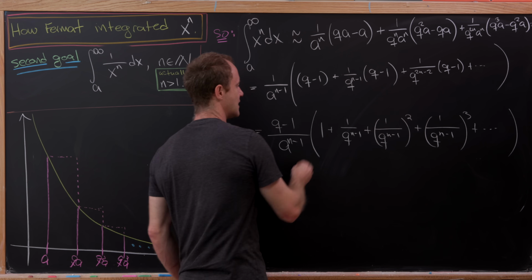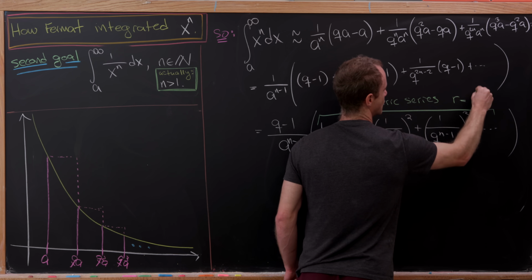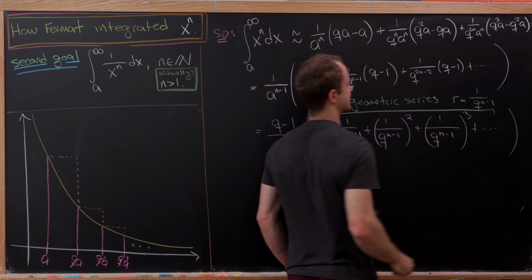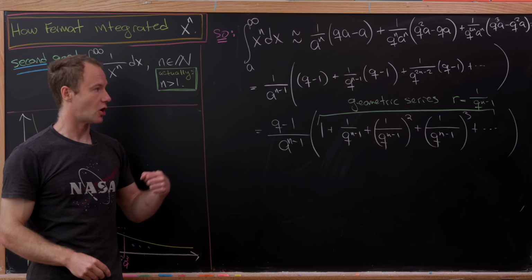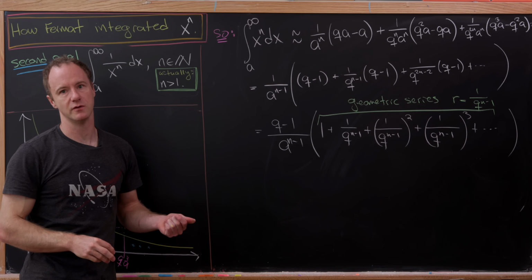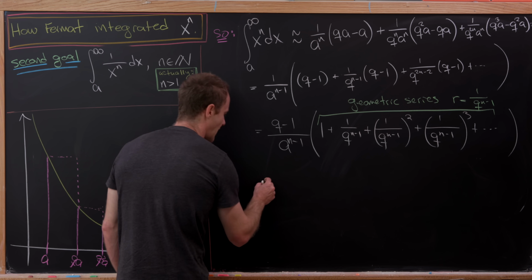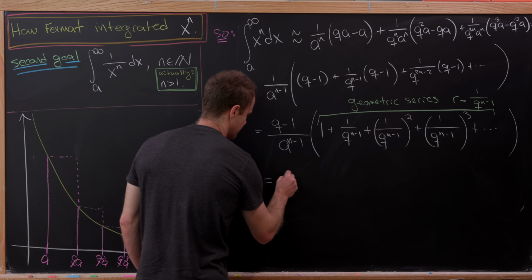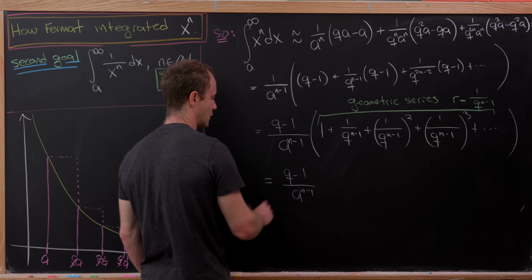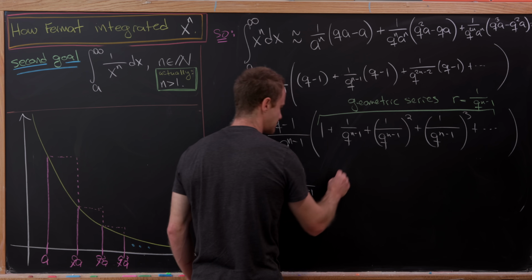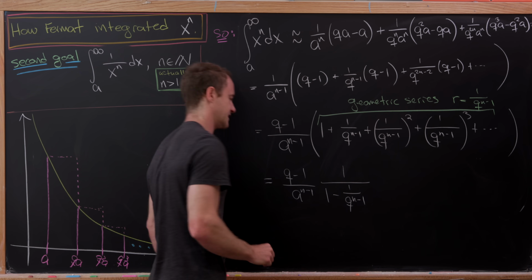But let's see what we have here. We've got another geometric series. Now the common ratio is 1 over q to the n minus 1. But since we've taken q to be close to 1 but larger than 1, then we know that 1 over q is, well, it's between 0 and 1. So we're in that region of convergence. So we can apply the rule for geometric series, and we'll have this thing out front, q minus 1 over a to the n minus 1. And then we'll have 1 over 1 minus the common ratio, so that'll be something like this.